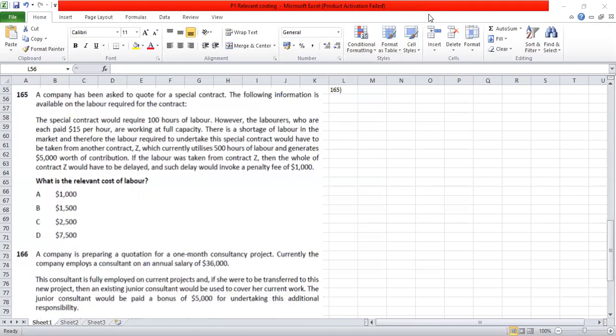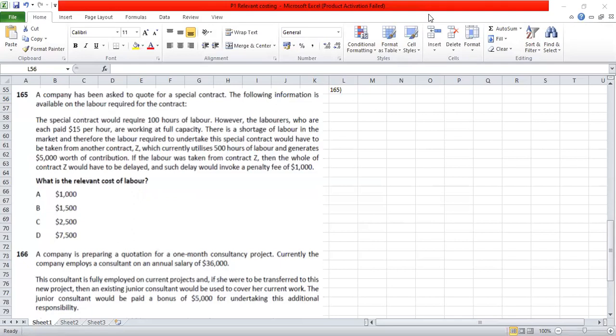There is a shortage of labor in the market, and therefore the labor required to undertake this special contract would have to be taken from another contract Z, which currently utilizes 500 hours of labor and generates $5,000 worth of contribution. If the labor was taken from contract Z, then the whole contract Z would have to be delayed, and such delay would invoke a penalty of 1,000. What is the relevant cost of labor?